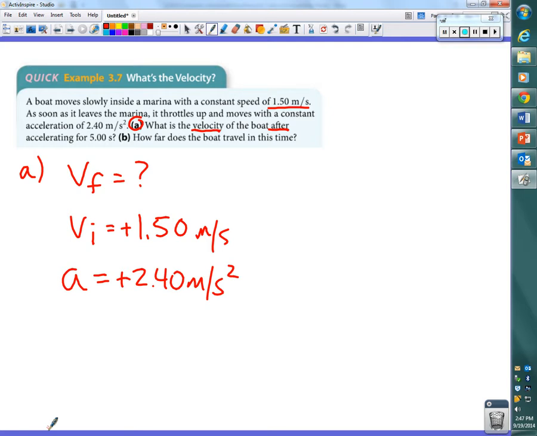And then the last thing that we know, the time. All right, 5.00 seconds, okay? So now it's a matter of finding an equation that has these 3 things that we know, plus the one thing we don't know, in order to figure out the thing we don't know. The first equation we looked at, right, relates those 4 things, the 3 that were given to us, the one that we don't know, so we can solve for the one that we don't know. Do it.